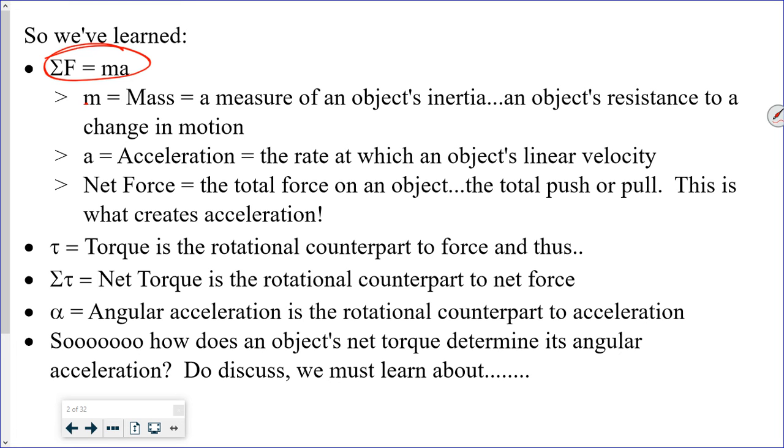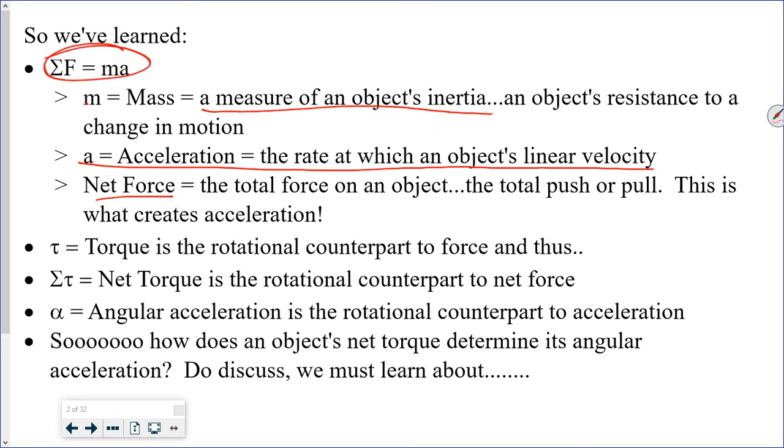We know that mass is a measure of an object's inertia. It's an object's resistance to a change in motion. So the idea is the more inertia, the more mass an object has, the less responsive it will be to a force being applied to it. In other words, if you have more mass for a fixed net force, you'll have less acceleration, right? And obviously the net force, you know by now, is your total force. And remember that that's what creates the linear acceleration of an object.